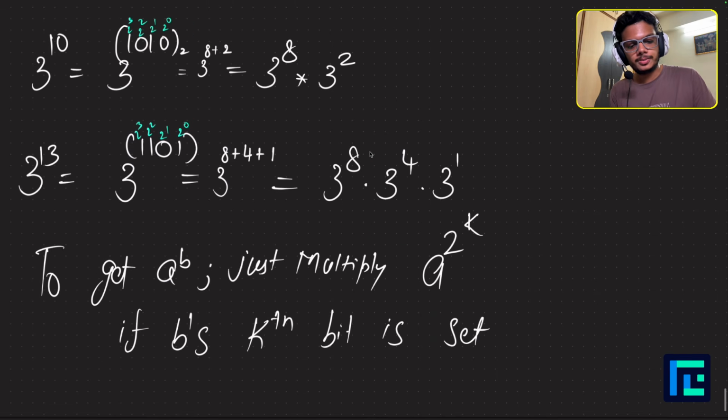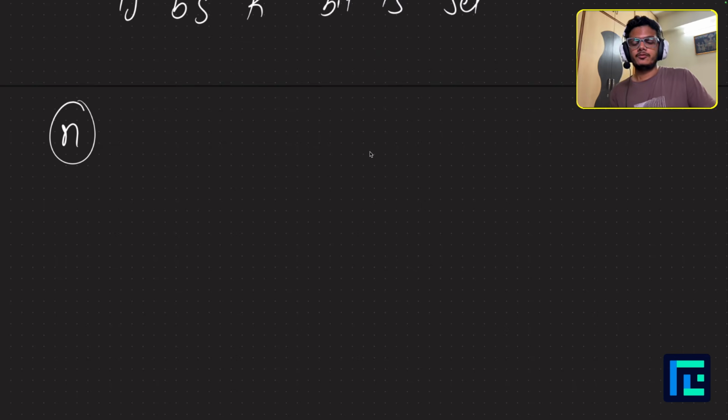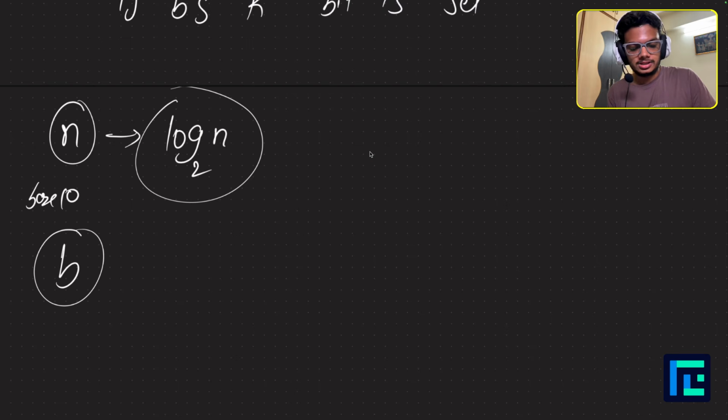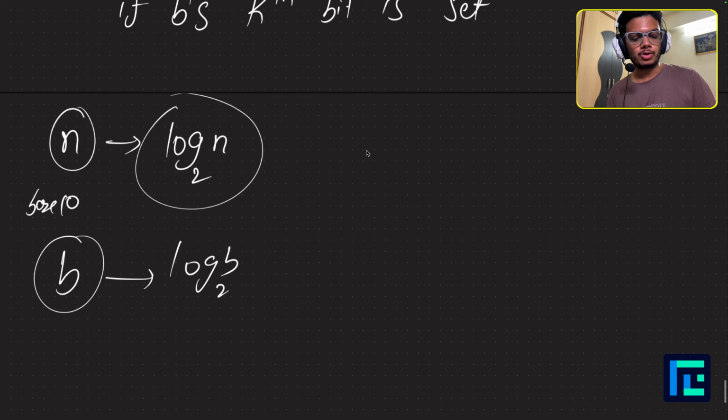So why do you think this also will be log b? Because if you have a number n in decimal representation and you convert it to binary, it's going to consume log n number of bits. This is a fact of binary numbers. If you convert a decimal number n, let's say in base 10, to a binary number, it will take log n number of bits. So if you have a number b in decimal, it will have log b number of bits. So effectively, we'll never be doing more than log b number of multiplications here, right? Because you don't have more than log b bits. So the time complexity turns out to be log b base 2.